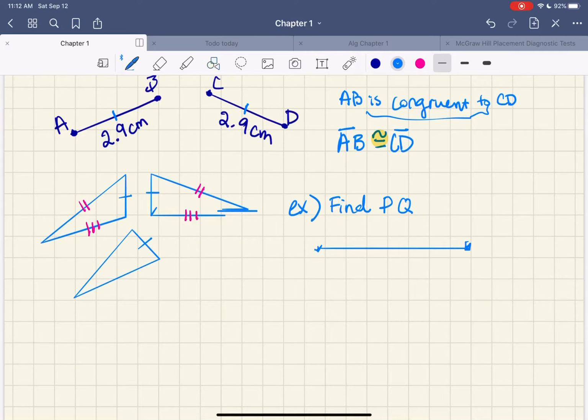You need to find the total of this here. You've got these dashes on the two parts, and then only one of them is labeled.